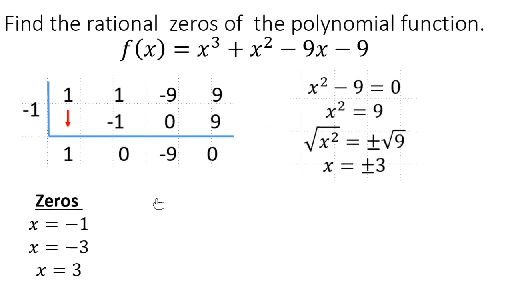So our zeros are going to be the negative 1 that we had here, the positive 3, and the negative 3. These are all of our zeros. Any questions on this example?